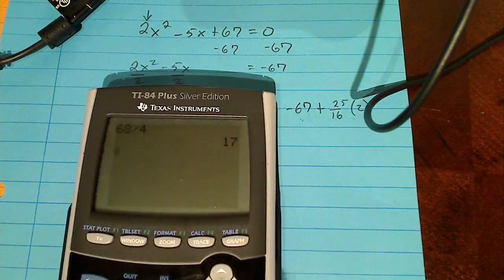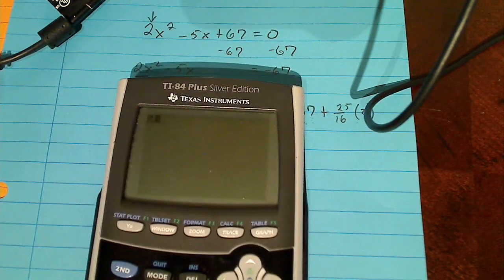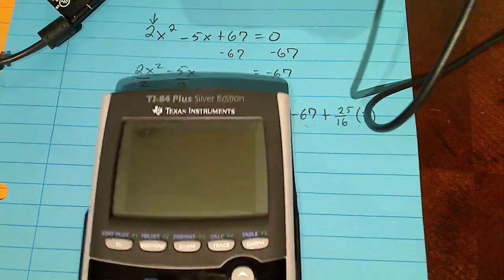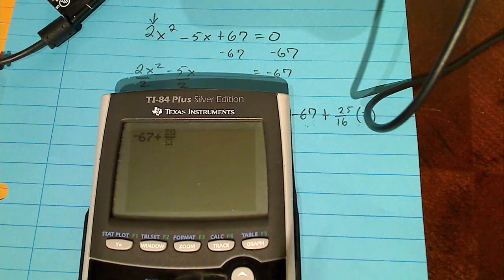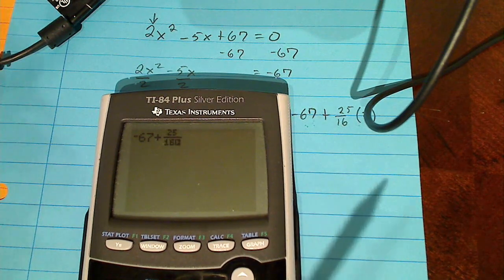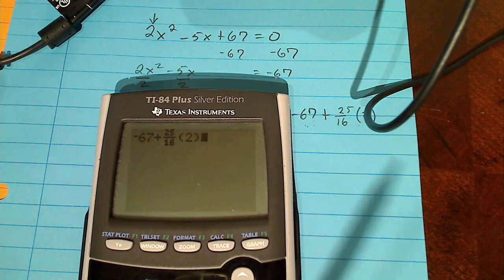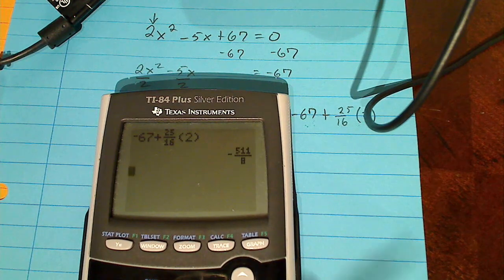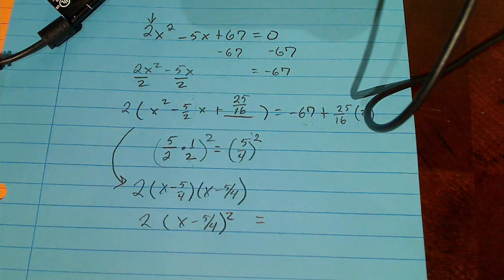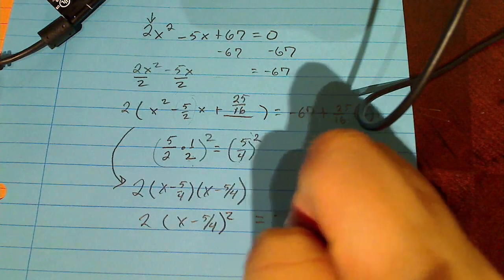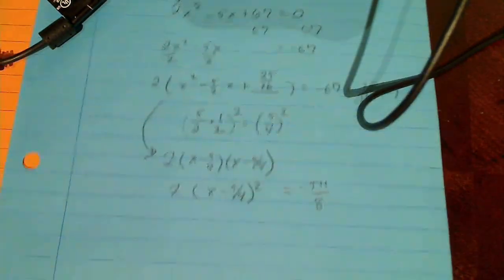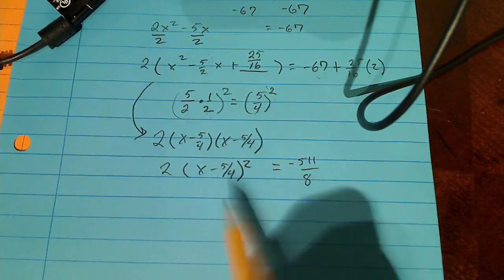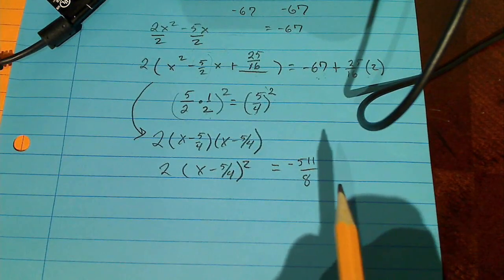I'm just going to plug it in the calculator for you so that you at least can see it. Negative 67 plus 25 over 16 times 2. And that gives me a negative 511 over 8. And again, fractions are just a part of this. Not going to do much about it. And you have at least completed the square. Okay.